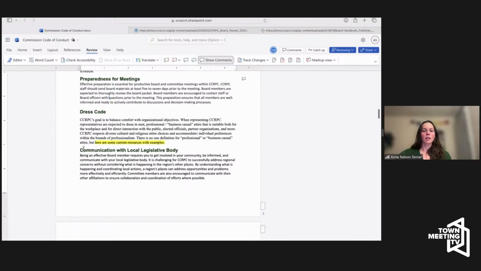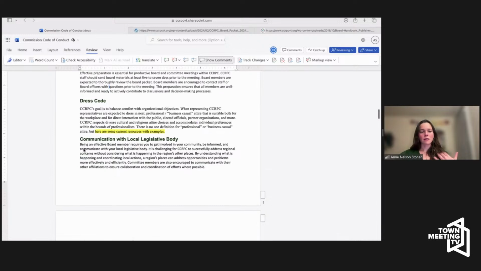Dress code. I was like, should we include this in the board committee version? But I'm leaving it here because we still have in-person events. And this is the language generally that's in the staff version. So we're balancing comfort with organizational objectives. We're expected to dress in neat, professional, business casual attire that's suitable for the workplace and interaction with the public. We also respect that this may look different for folks of different cultures and religions. So we also accommodate those individual preferences within the bounds of professionalism.